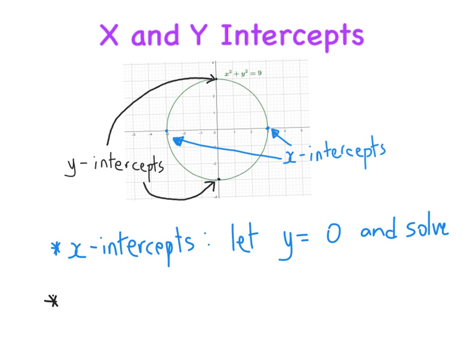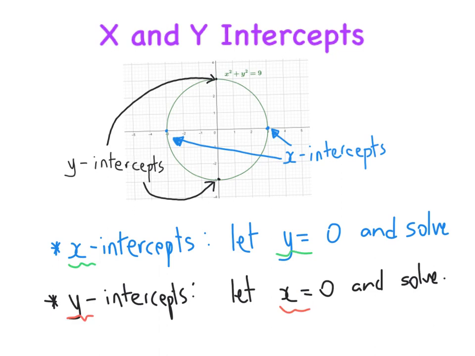Likewise, the y-intercepts, we can see that they happen here along the line x equal to 0. So we let x equal 0 and we solve, and again we should get two values for y. Okay, so make sure that we sketch this into our notes and then let's do a question.